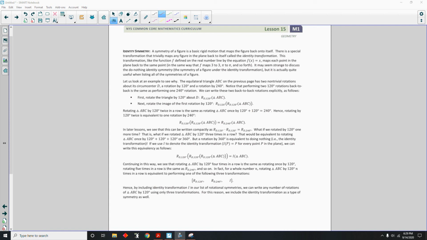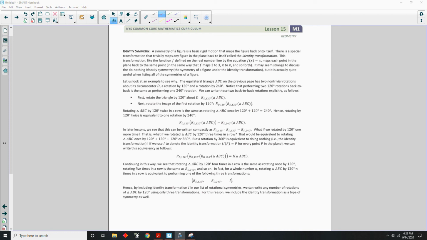This transformation, like the function f defined on the real number line by the equation f of x equals x, maps each point in the plane back to the same point, in the same way that f maps 3 to 3, pi to pi, and so forth. It may seem strange to discuss the do-nothing identity symmetry, the symmetry of a figure under the identity transformation, but it is actually quite useful when listing all of the symmetries of a figure. Let us look at an example to see why.